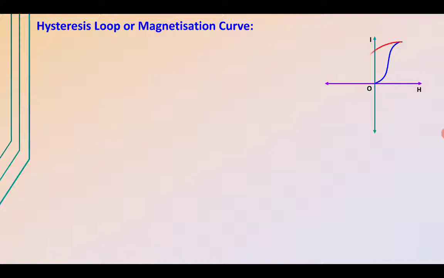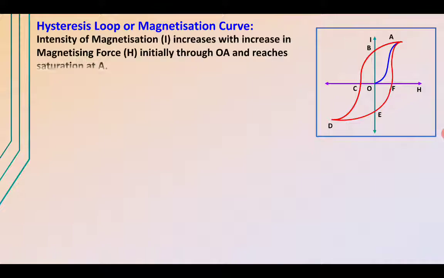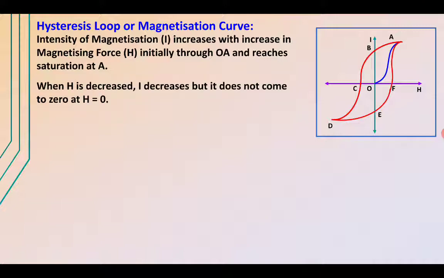Now if we reduce this intensity, it does not follow the same path, and it goes through this red line path. Again, if we increase the intensity, it reaches the saturation point A. What we conclude from this graph is that the intensity of magnetization I increases with the increase in magnetizing force, initially from position OA, and reaches saturation at A.